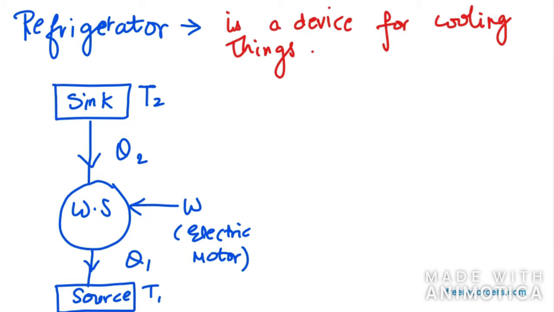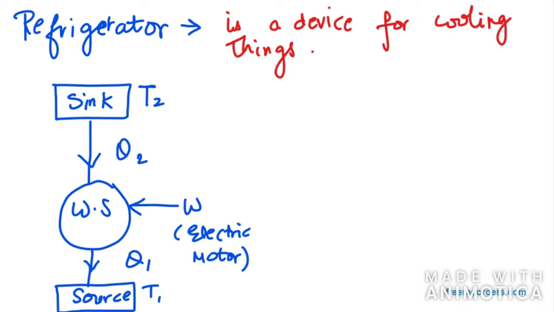But now, how does the process work here? What are the things it requires to work? So we need three again: one is sink, another is working substance, another is source. In this case, the working substance would absorb a certain quantity of heat Q2, as you can see. It is absorbing heat from the sink that is at lower temperature T2, and it rejects an amount of heat Q1 to the source which is at higher temperature.